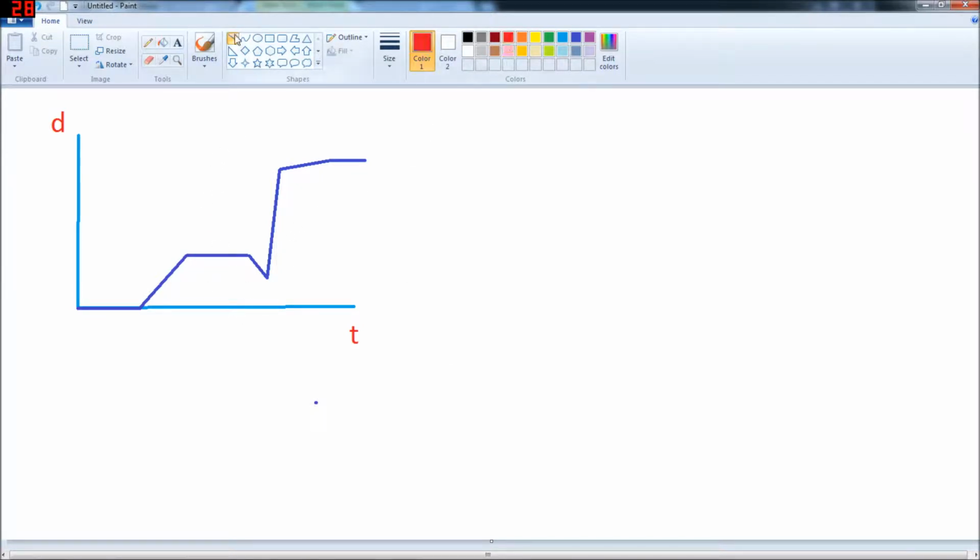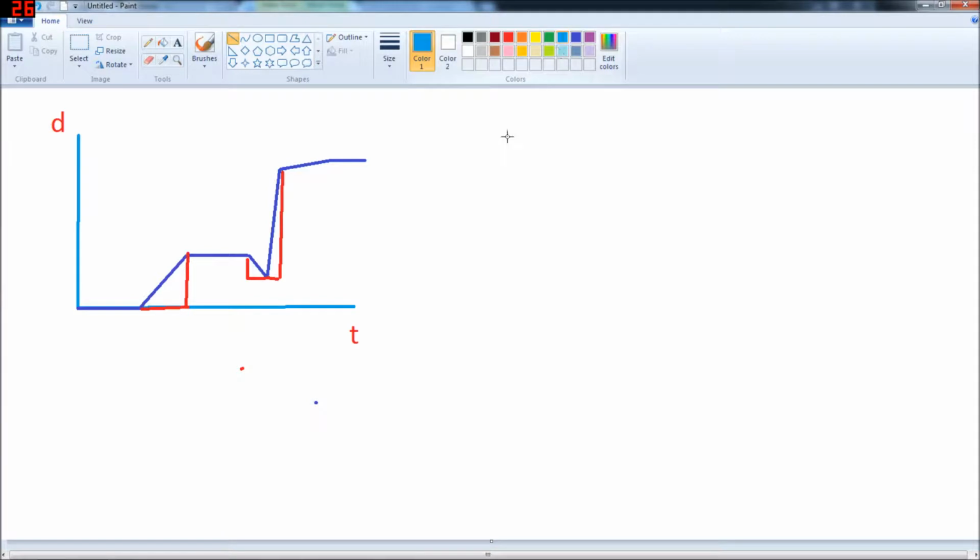So if I wanted to find the gradient of this bit here, I'd draw a triangle, that bit, that'd be good. If I wanted to do that one, it'd be a negative velocity, but that's no big deal. I could do this one. You see, the gradient really represents the steepness. The steeper the line is, the faster the object's going.